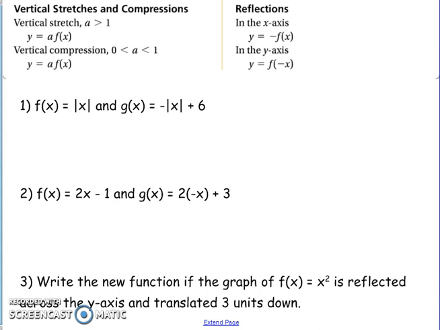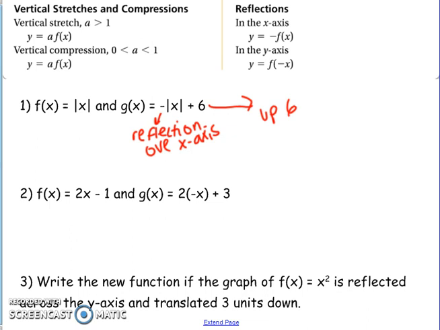So if we look at this first one, the parent function is the absolute value of x, and now we have a negative in front. Since that's in front, this is representing a reflection over the x-axis. And then this plus 6, that's still going to be a translation. That's on the outside, so that's going to move it up 6.